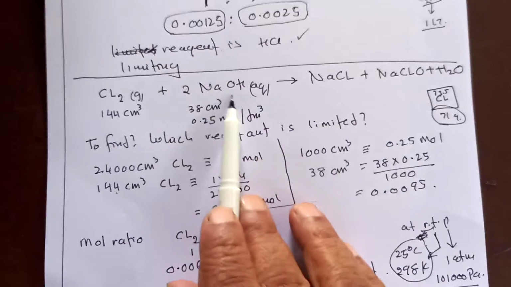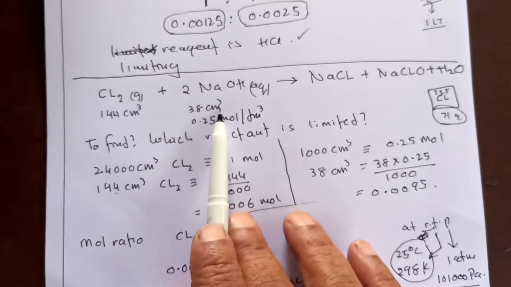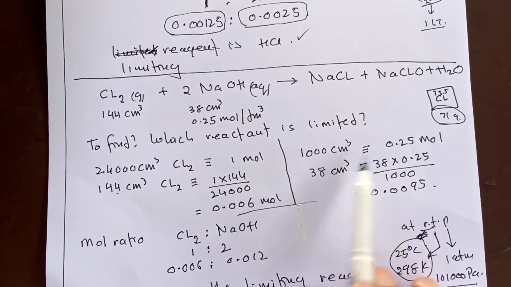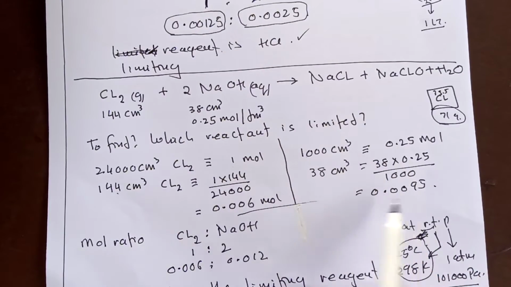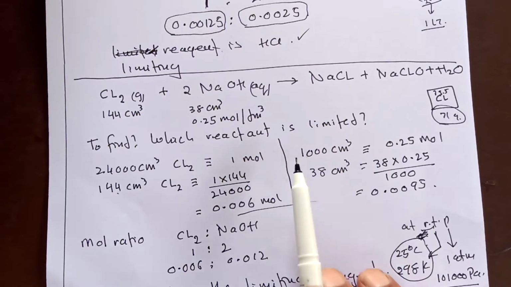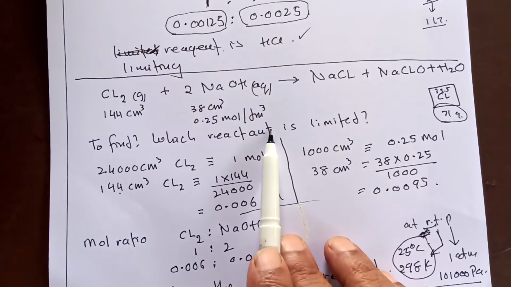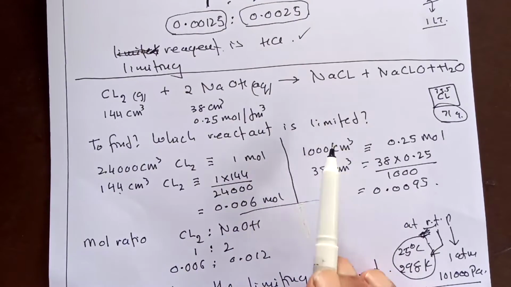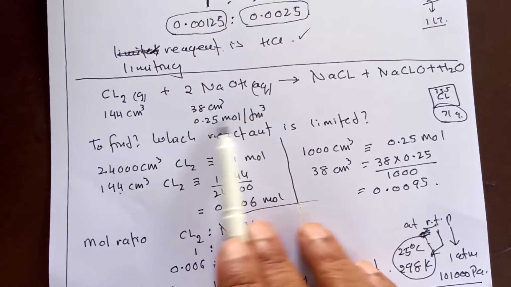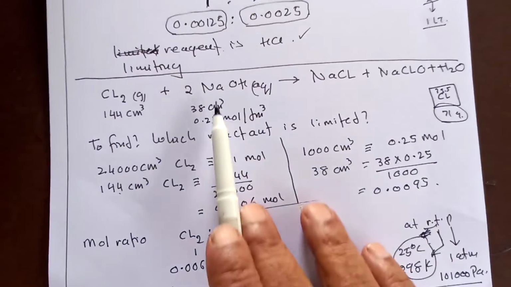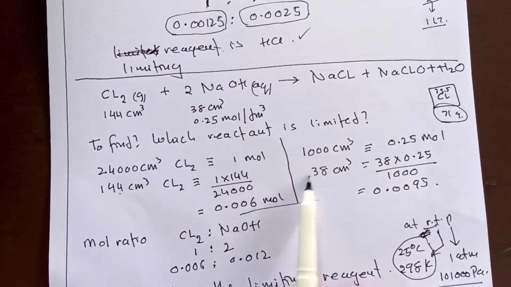Now we have to find how many moles we have in the 38 centimeter cube. So we take 38 times this divided by 1000, you get this. Because the concentration is 0.25 mole per dm cube, 1000 centimeter cube contains 0.25 mole. So 38 will contain this.